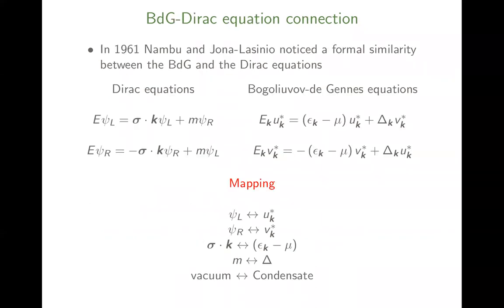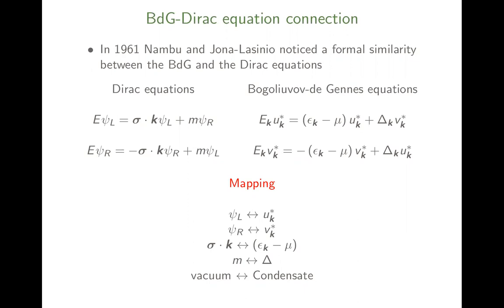So the input we thought about was an observation made several years ago by Nambu and Jona-Lasinio, who observed that there is a striking similarity between the Dirac equation describing standard fermions and the Bogoliubov-de Gennes equations. And the mapping is of this kind. If you replace c_left by u_k star, c_right by v_k star, the operator sigma dot k with basically the energy of excitation, and most importantly, the mass of the electron with the superconducting energy gap and the vacuum with the condensate, you have a complete parallelism between the equations describing the excitations in superconductors and the equations describing the dynamics of fermions in QED.